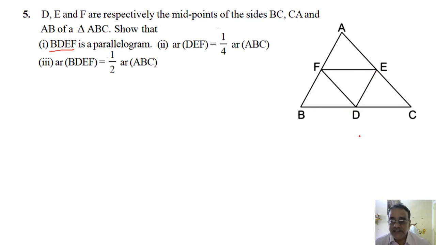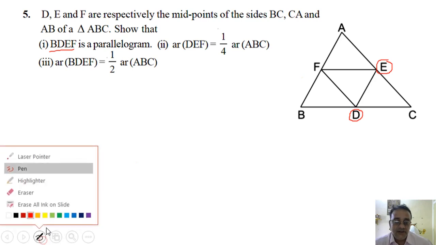BDEF. Now see, I will ask one question. Listen carefully. D is the midpoint of BC. E is the midpoint of AC. So what can you say about DE and AB? DE is parallel to AB and DE is half of AB. By what? Midpoint theorem. Right. Midpoint theorem. Fine.